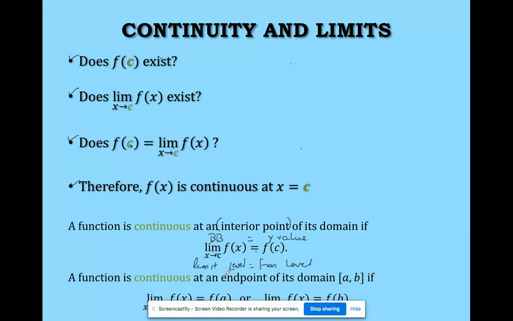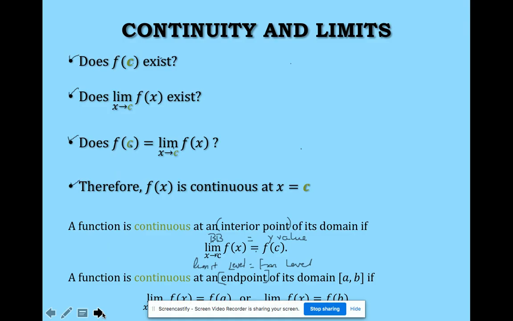A function is considered continuous at its endpoint if the appropriate handed limit equals the function value. So I showed you that example with the endpoint of x equals 0, right? I don't have to consider the overall limit, because you're at an endpoint, so the overall limit is not appropriate. So you don't have to copy this down.